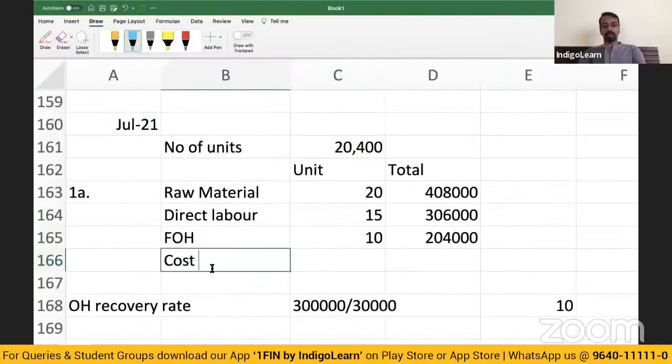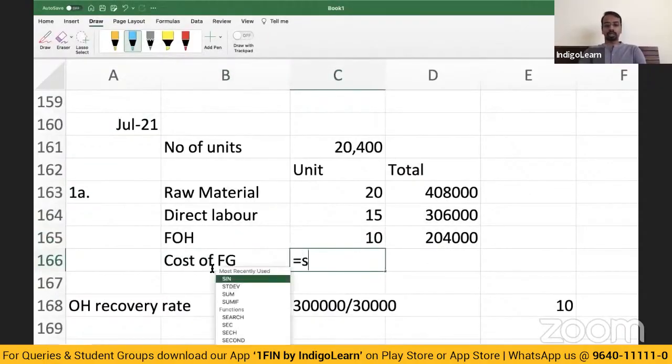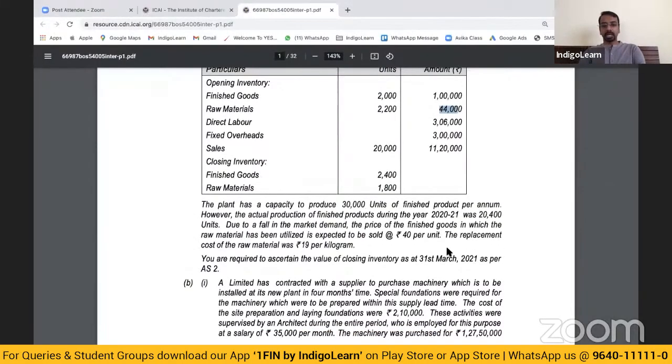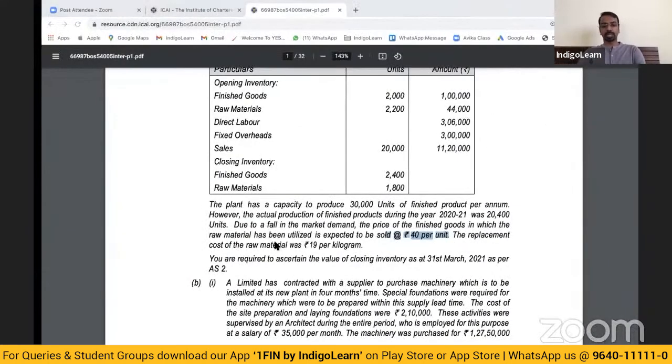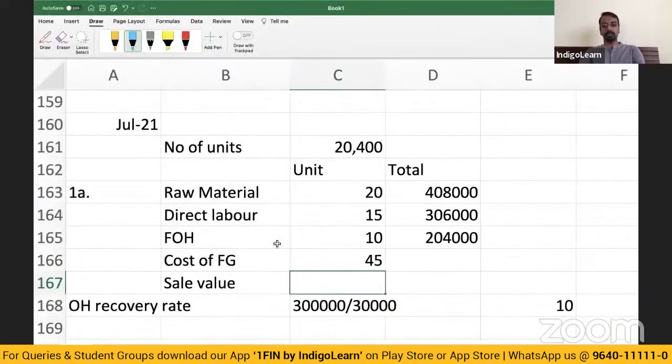So what is the cost of inventory? Cost of finished goods is 45. What does the question say? Finished goods will be sold at 40. Are there any selling expenses given? No selling expenses. So sale value is 40.